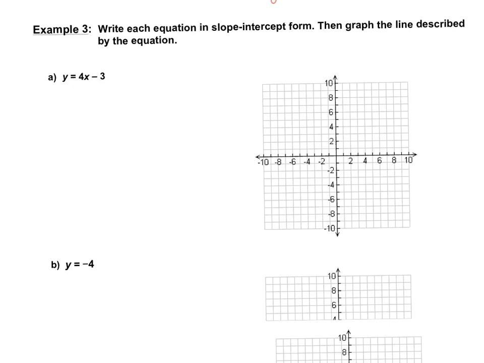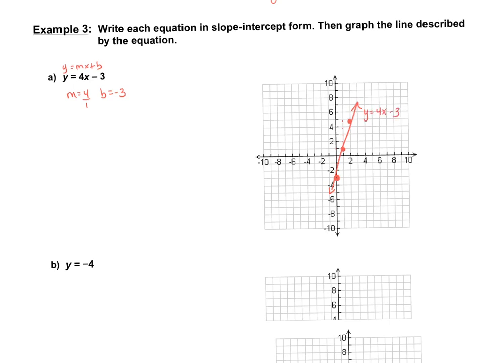Okay, we're going to write each equation in slope-intercept form and then graph the line described by the equation. So this one's already in y equals mx plus b, and I see that my m is 4 and my b is -3. So I'm going to begin at -3 on the y-intercept, and my slope, since it was 4, it's 4 over 1. I'm going to rise 4, 1, 2, 3, 4, run 1. Do that again, 1, 2, 3, 4, run 1. I'm going to draw my line, and I'm going to write my equation next to it.